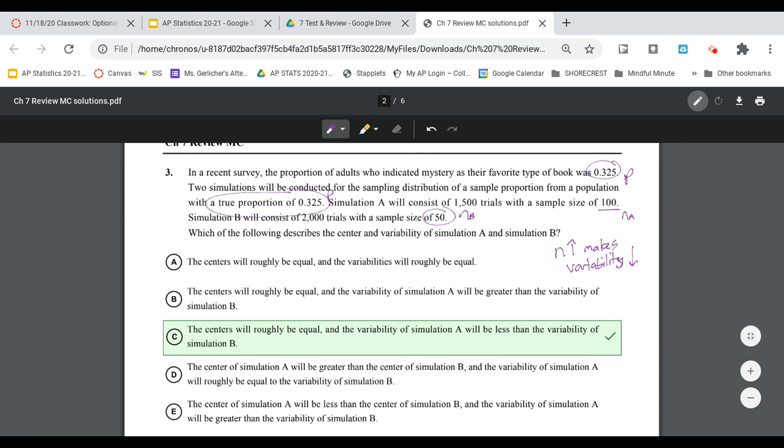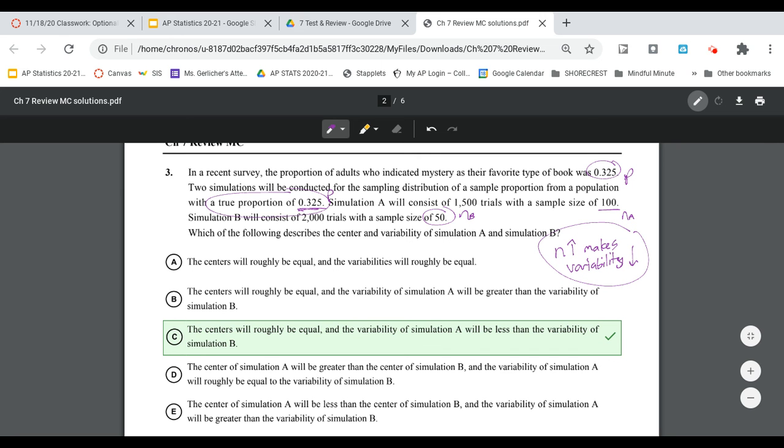Okay, so because both simulations use the same true P, and the center of the sampling distribution should match the population, the centers should be equal. They should both be 0.325. Now, for variability, that comes down to this concept, that a higher sample size makes for a shrunk sampling distribution, makes for less variability.